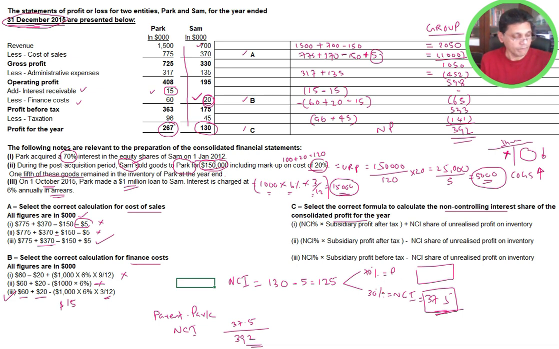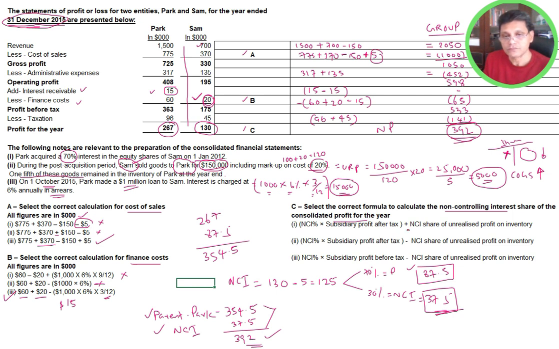125 times 70%, which is 87.5. Okay. So the Park profit will be 267 plus 87.5, so that will be 354.5. Okay. So when you take this total, that will be 392. So this is how you reconcile the group profit to the non-controlling interest and the parent company profit.